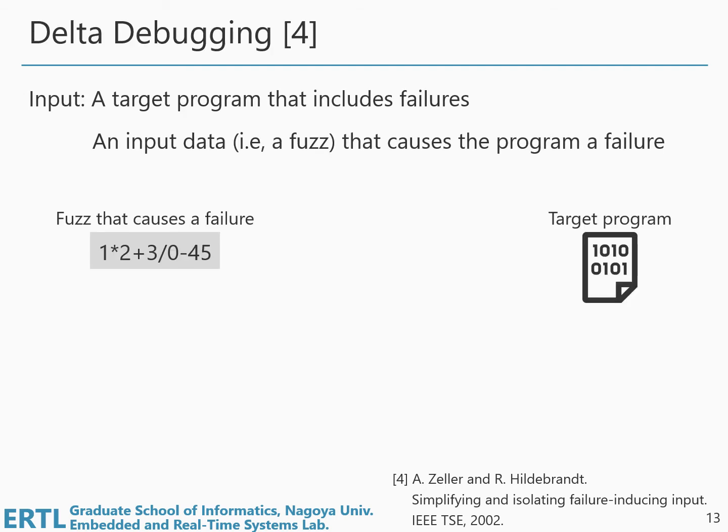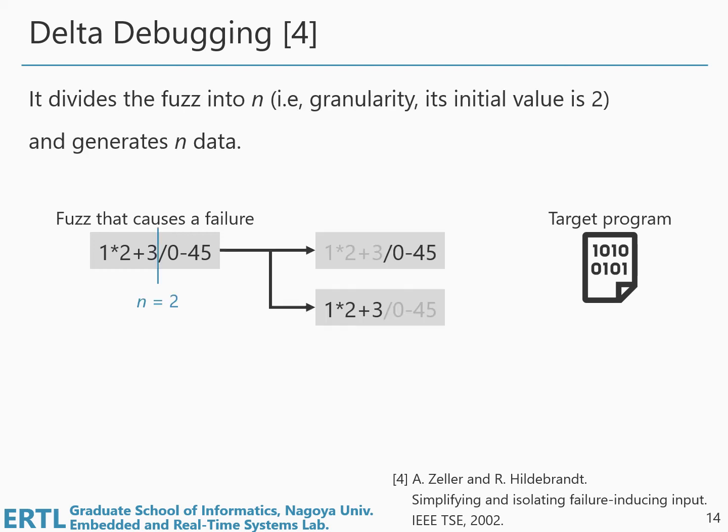I'll explain delta debugging. The user inputs of delta debugging are a target program and an input data. The target program includes failures. The input data, namely a fuzz, causes the target program a failure. Suppose n is granularity. It first divides the fuzz into n based on the size of the fuzz and generates n data. Here, n's initial value is 2.